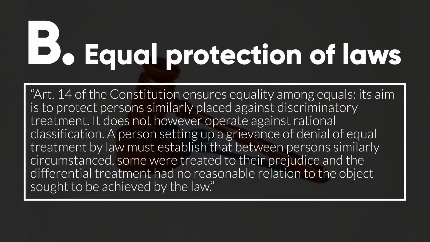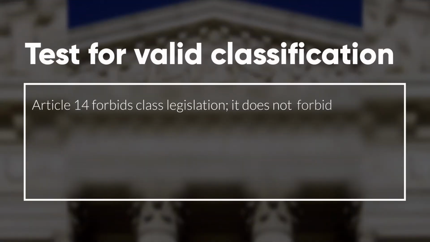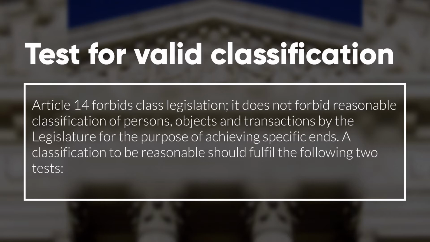A person setting up a grievance of denial of equal treatment by law must establish that between persons similarly circumstanced, some were treated to their prejudice and the differential treatment had no reasonable relation to the object sought to be achieved by the law. Test for valid classification. Article 14 forbids class legislation. It does not forbid reasonable classification of persons, objects, and transactions by legislature for the purpose of achieving specific ends.